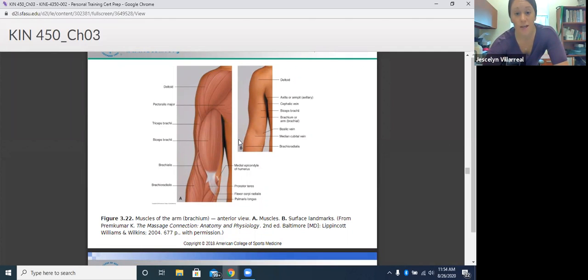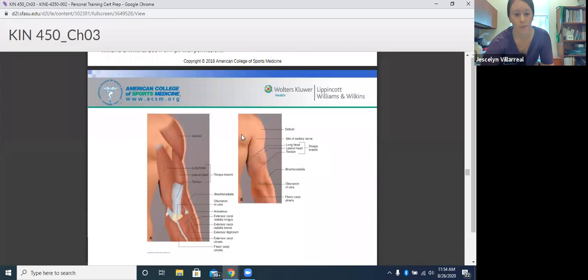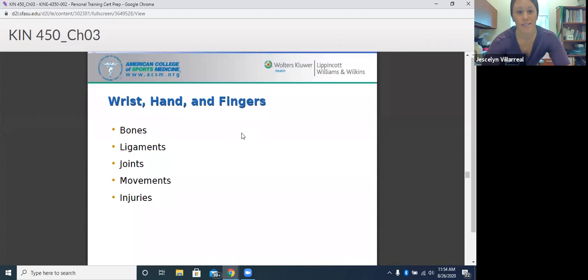Here are the muscles of the arm from the back. And now we go to the wrist, hand, and fingers. Most activities of daily life and sports involve gripping, lifting, riding, typing, eating, throwing.